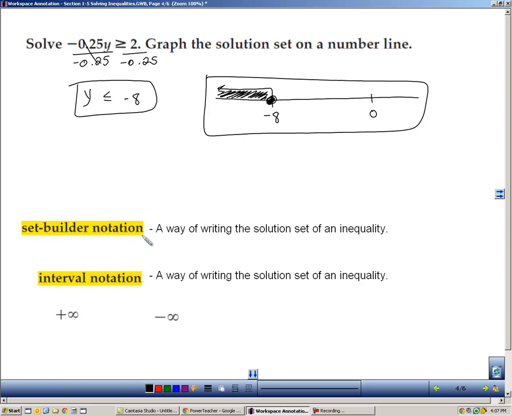One's called set builder notation, and here's how you write it. Use squiggly brackets. You put the domain variable, in this case a y, and then you use the actual solution followed by a squiggly bracket.